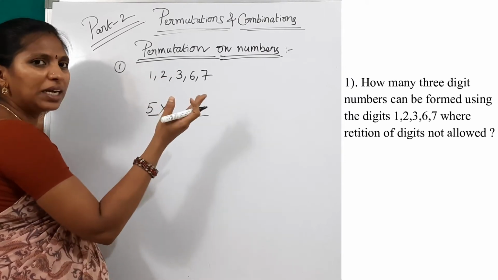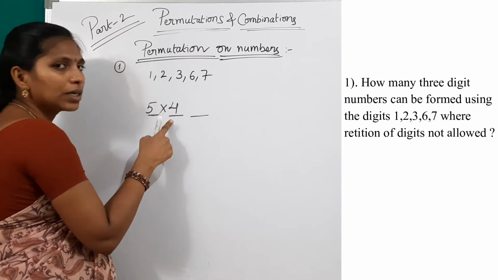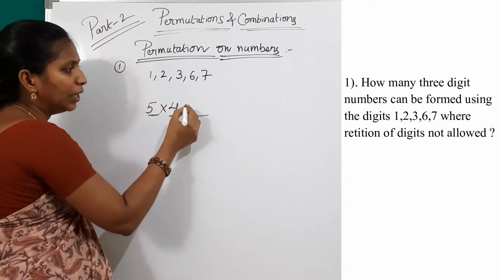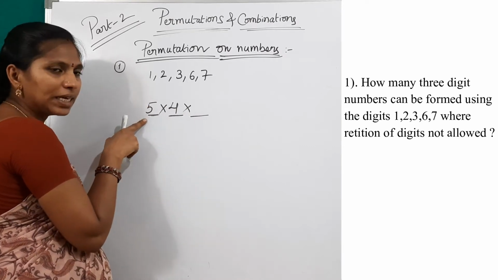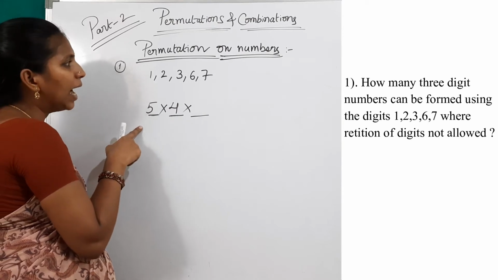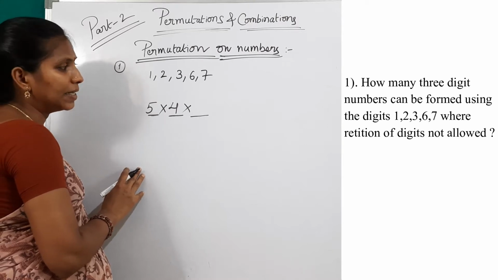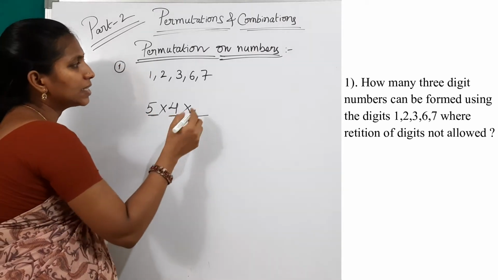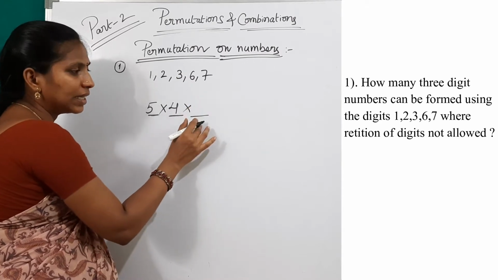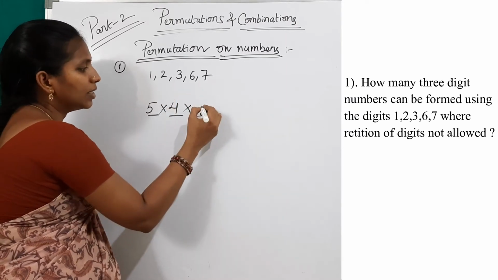So, what are the remaining digits? How many digits? 4. So, there are 4 chances to place a digit here. 1 digit is placed here, another digit is placed here, so 2 digits placed, and remaining digits are 3. From those 3 digits, we can place another digit here. In how many ways? 3 ways, because 3 digits are there.